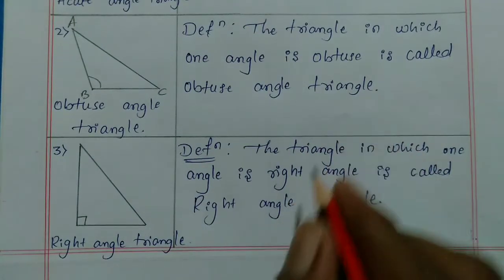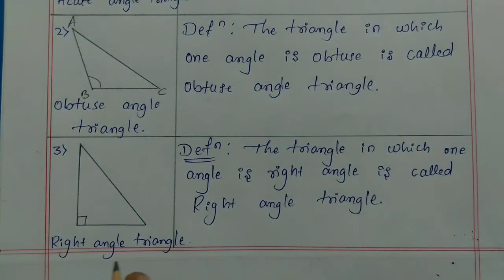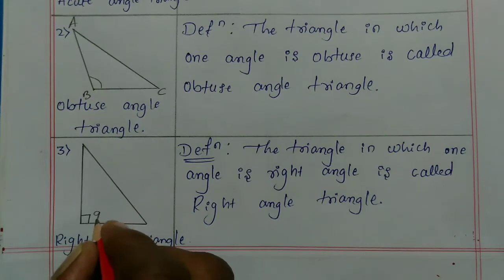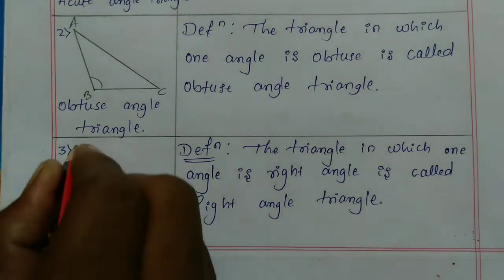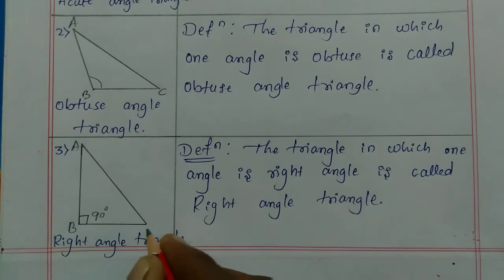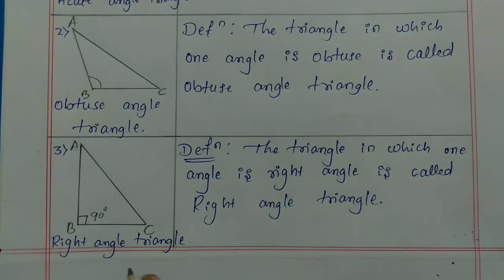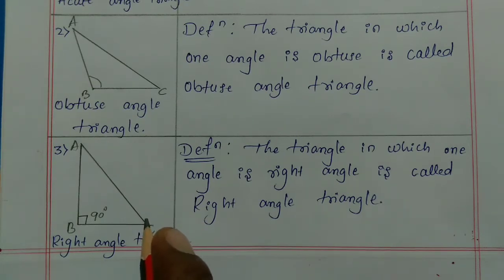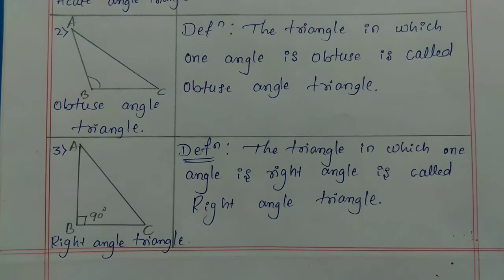Next one is the right angle triangle. In a triangle, if any one angle is a right angle, meaning 90 degrees, then it is called a right angle triangle. Here angle B is 90 degrees, so it is called a right angle triangle. So acute angle triangle, obtuse angle triangle and right angle triangle, these three are the triangles based on angles. Next I will go to based on sides.